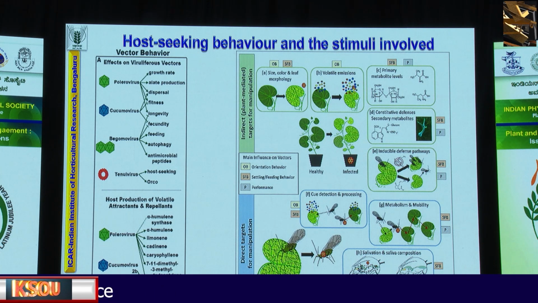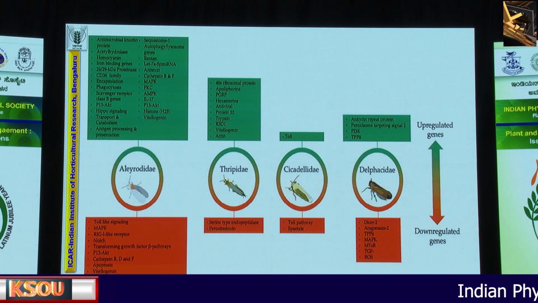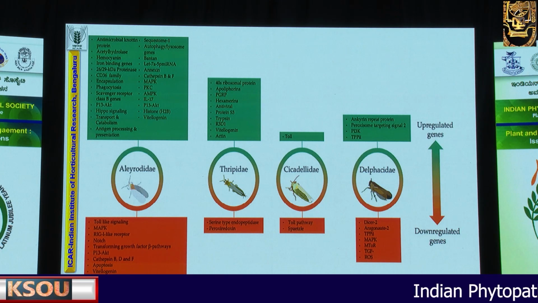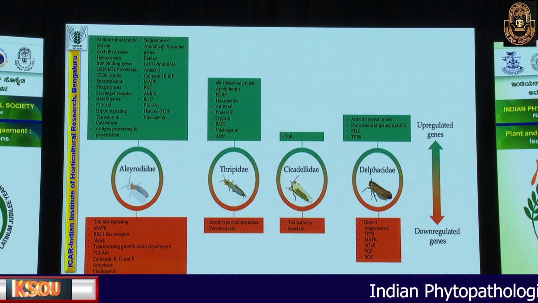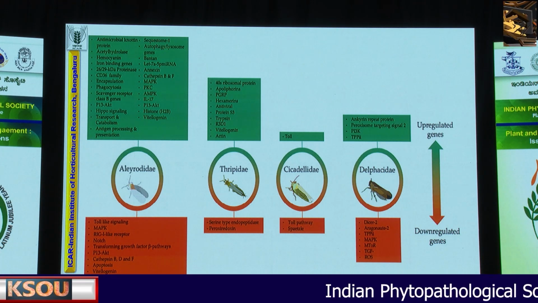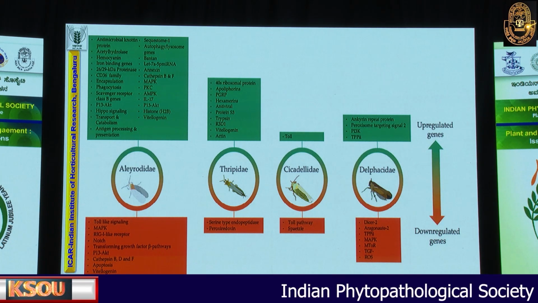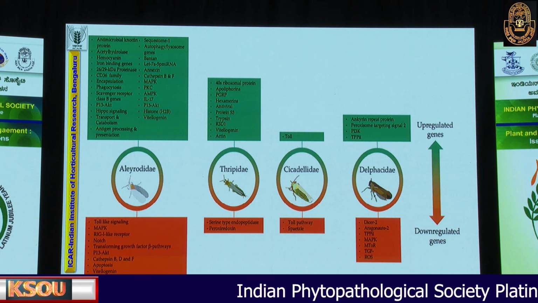This is the current area of research: the identification of volatiles and changing the behavior of the vector. Already, using next generation sequencing and metatranscriptome analysis has been done with these 3 groups of insect vectors.